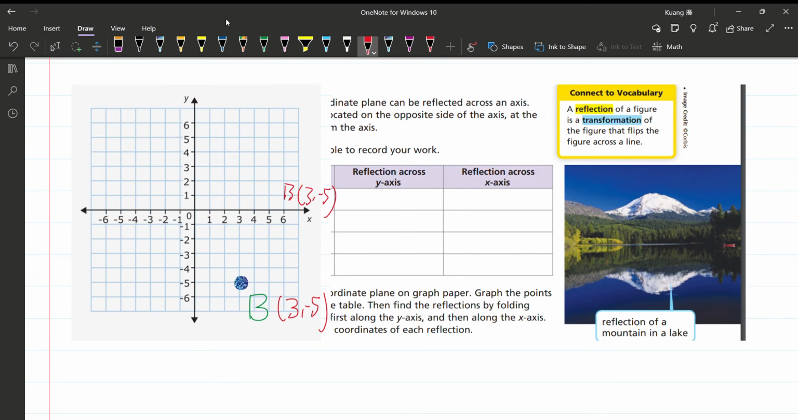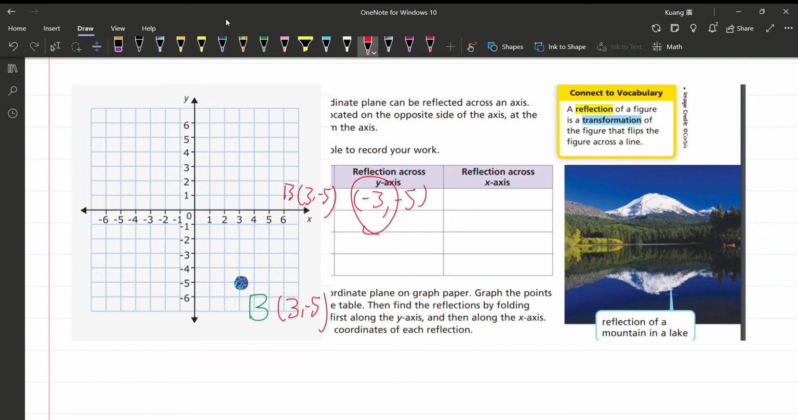Okay, I can tell you the answer. It's very easy. You don't have to draw it. You can just use the trick I told you. When you reflect across the y-axis, your y-coordinate remains the same, so it's -5. And then the x-coordinate is the opposite. The opposite of 3 is -3. So I can say (-3, -5) is the point for B across the y-axis.